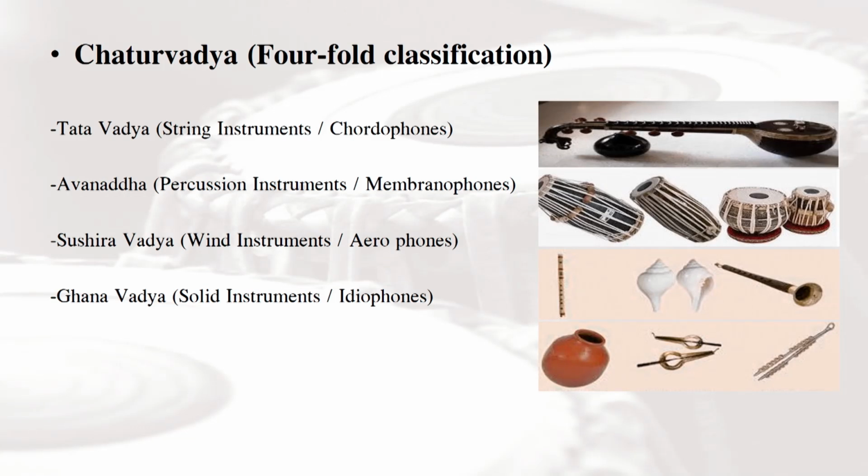We have bowed string instruments, also known as Vitat Vadya. Sarangi, a bowed instrument used in Hindustani classical music. The sarangi is known for its close imitation of the human voice. It is often used to accompany vocalists and also played in solo performances.